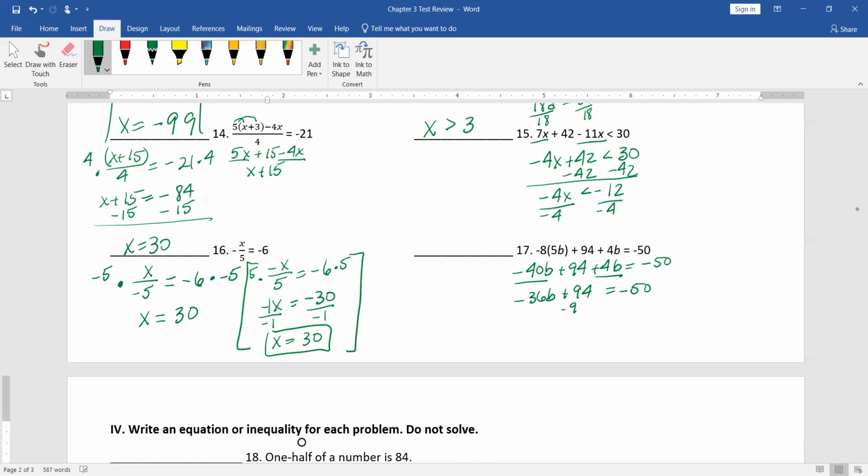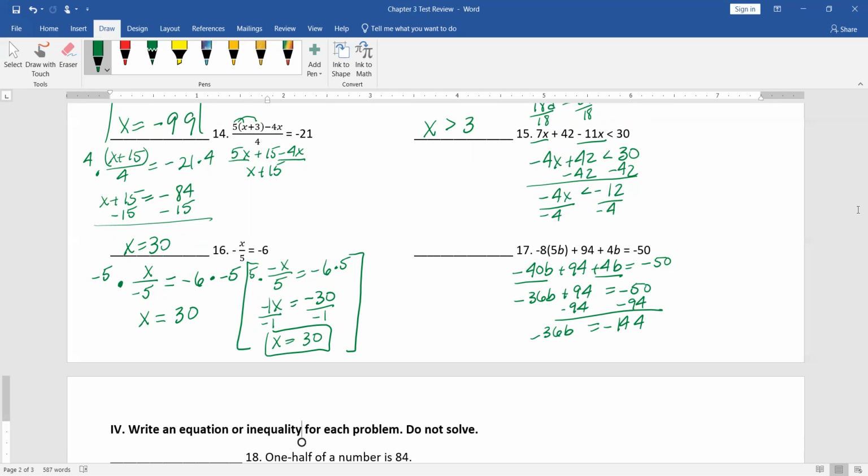-36b plus 94 equals -50, so let's subtract 94 from both sides. I'm going to do a careless error here on video. -36b equals, okay, so like terms, right? They're both negative. So we just add them together. 50 and then 94 is 144.